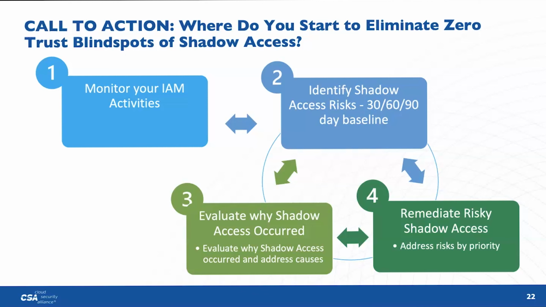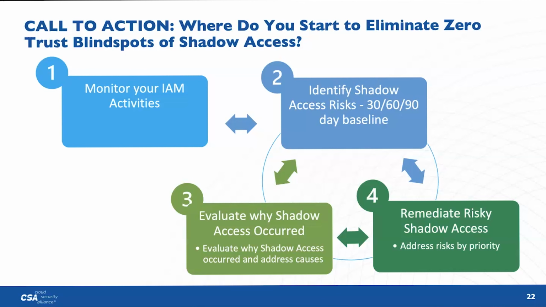Now that you've identified and got a list of shadow access activities, why are they happening? Is there a policy violation? Is there a policy gap? Is there some aspect of activities that I'm not visible to? So this allows you to understand and discuss how shadow access can occur and take actions. And lastly, once you know why shadow access is happening, then you can start to do remediation of shadow access. That we can take a look at by prioritization of risk and impact.